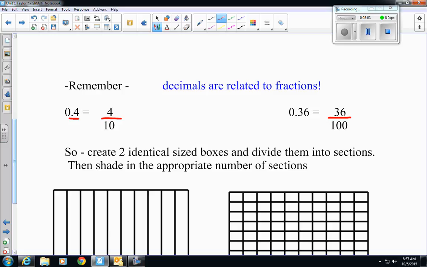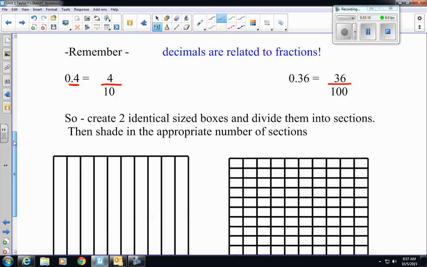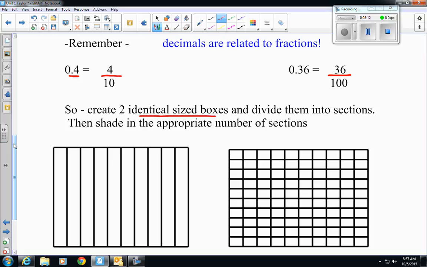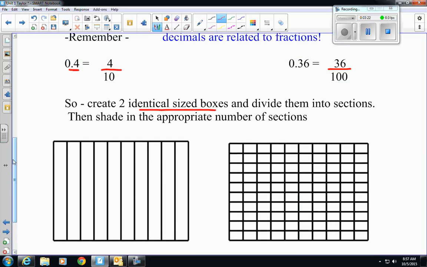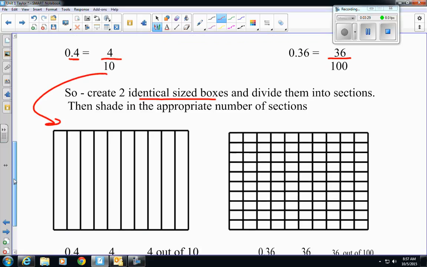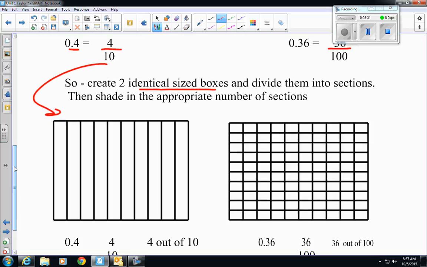If I asked you to make a model to prove which one was bigger or smaller, you would make two boxes, identical in size as much as possible, the whole box. Okay? And then you would break them into the right number of sections, first of all. If I'm dealing with tenths, my box has 10 sections, right? So let's shade in 4/10.